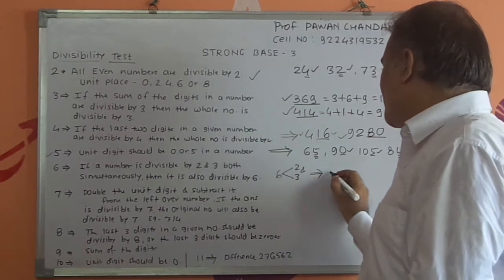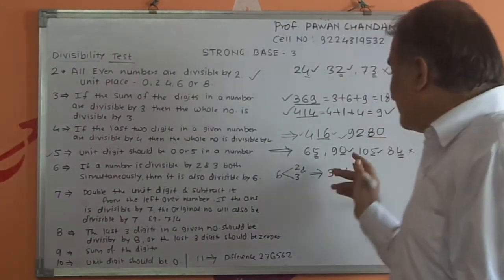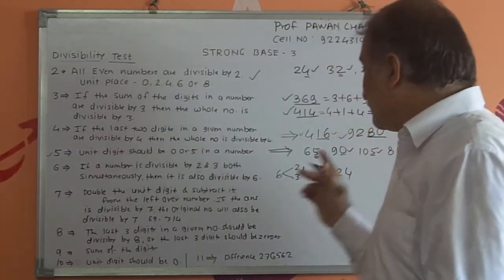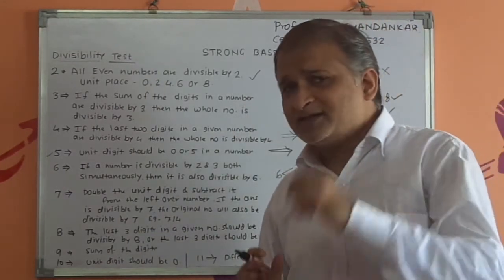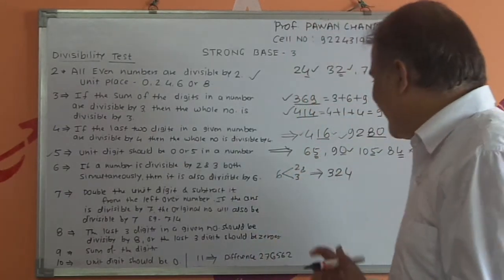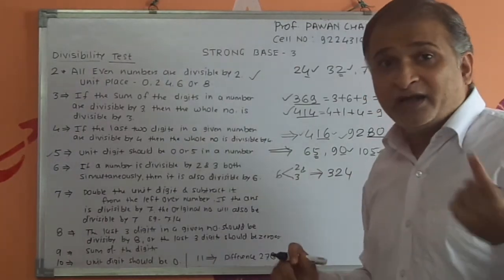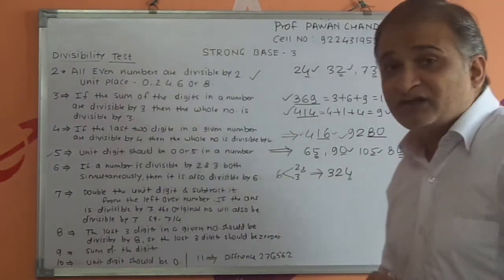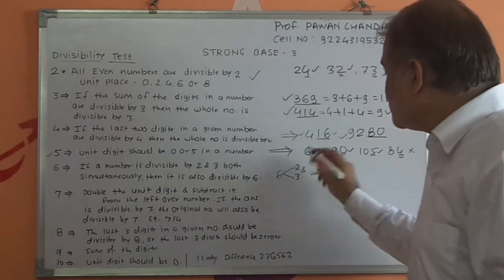Take for an example 324. Look at this number. In the number 324, it should follow the test of 2 and 3 both simultaneously. Now let us check the test of 2. Whether it is satisfying the test of 2 or not, let's try to understand. This number 324 is an even number. How did I come to know it is an even number? Because the units place has the digit 4. That's why it is an even number.